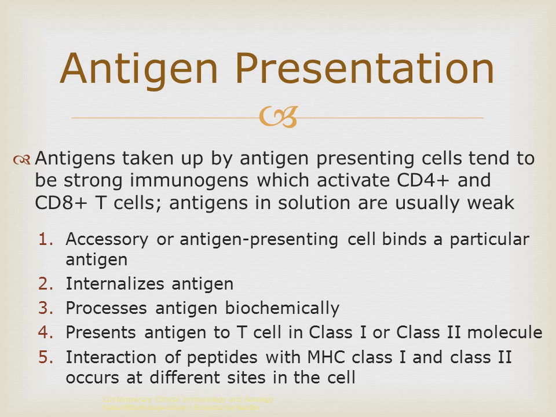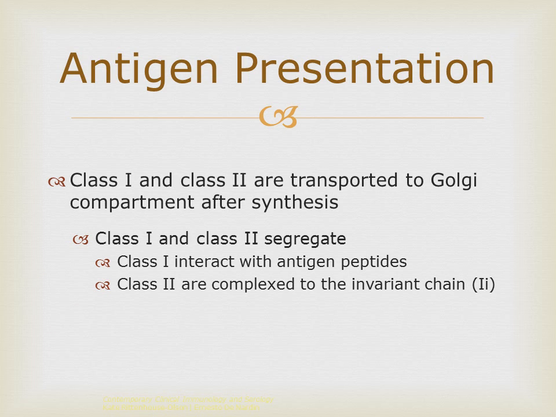The interaction of the peptides with the MHC class 1 and class 2 occurs at different sites in the cell. The class 1 and class 2 are transported to the Golgi compartment after they're synthesized. Class 1 and class 2 segregate, where class 1 interacts with antigen peptides and class 2 are complexed with the invariant chain of the molecule.